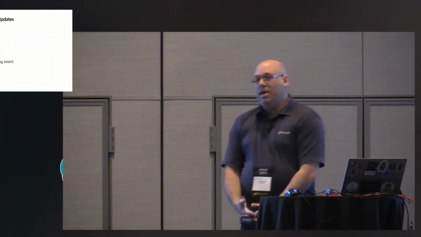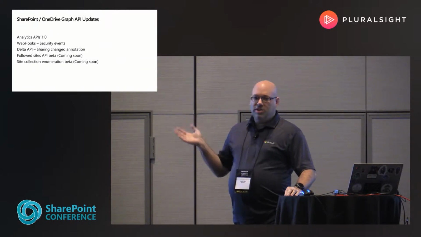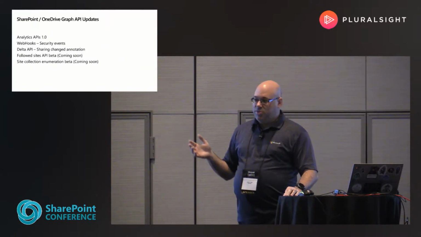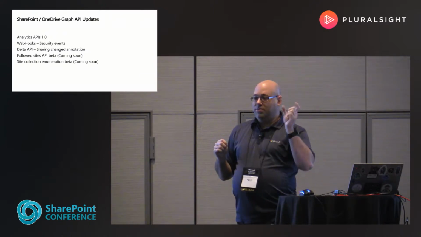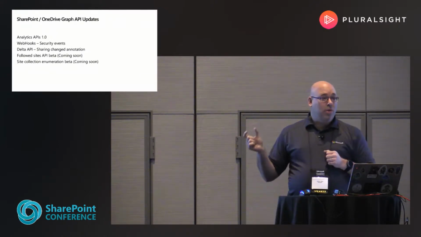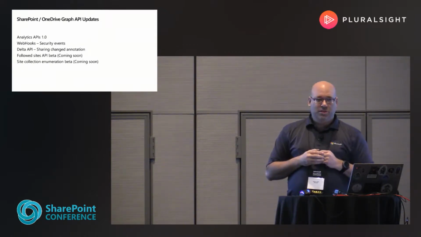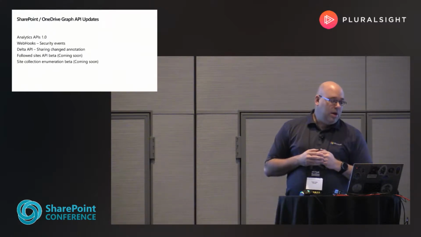Things that are fairly recent into the world of Graph for OneDrive and SharePoint. We've talked in the past about analytics APIs. We've now made the first two of these, which are all-time data or last 7 days worth of data for individual file items or site collections. Those are now available at the 1.0 endpoint. They were beta for quite a while, and they've recently been published up to 1.0.